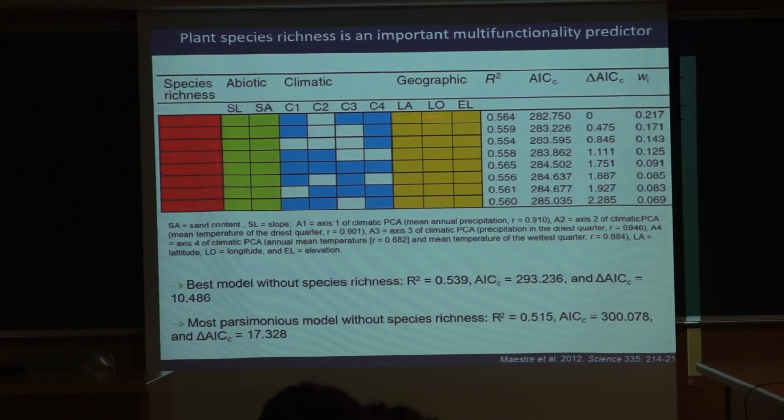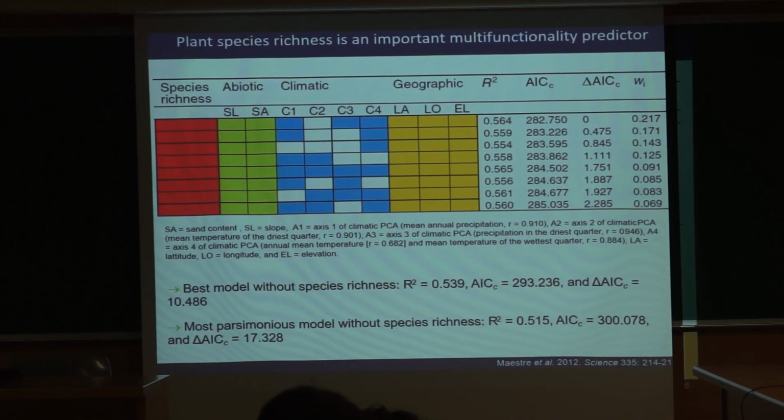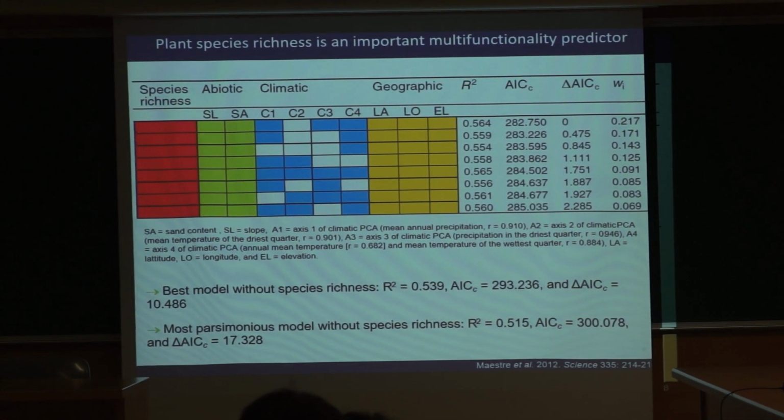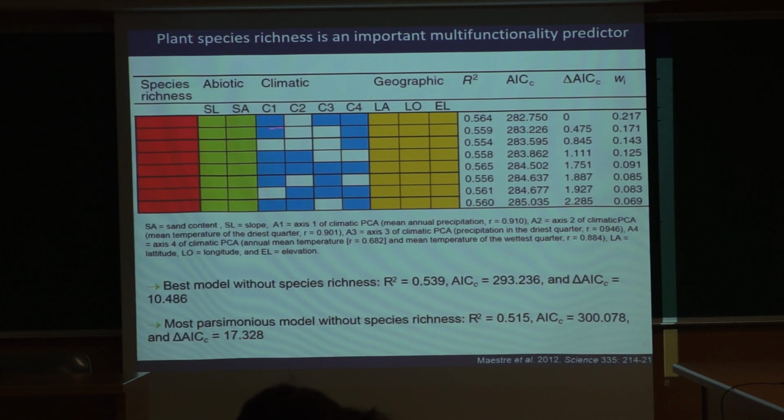So in our case, doing this analysis, we obtained more than 250 models. I present here only the best 8. All the models include the species richness, and when we compare the best model and the most parsimonious model with the same models without species richness, we got a really important decline in the Akaike information criterion. So this analysis suggests that even if species richness per se explains only a very tiny fraction of variation, it is a relevant fraction that is not explained by other variables.